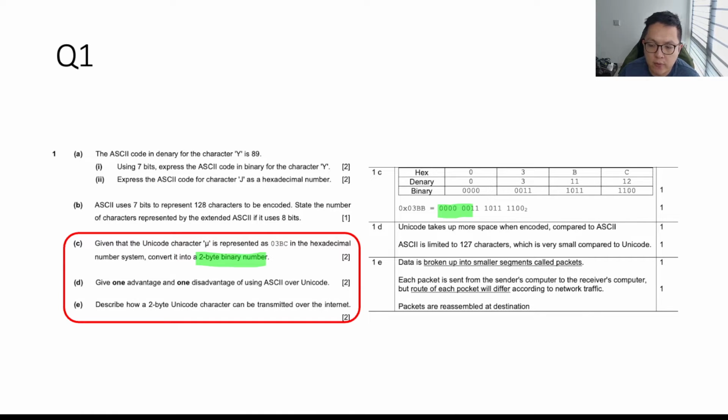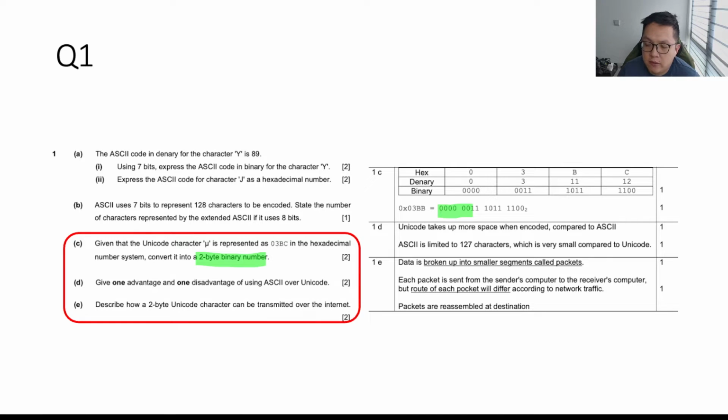I just want to highlight for 1C, you're asked to express as a 2-byte binary number. So even though, for example, if you look at the answer, you know that there are 0 bytes in front, you still need to write them in because the question wants you to express it as 2 bytes. So you need to have all 16 bits represented there. So make sure you have that.